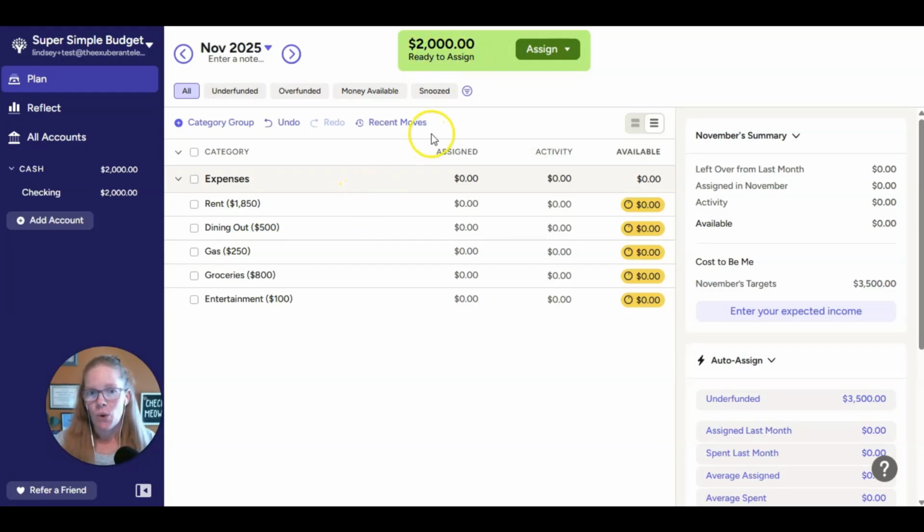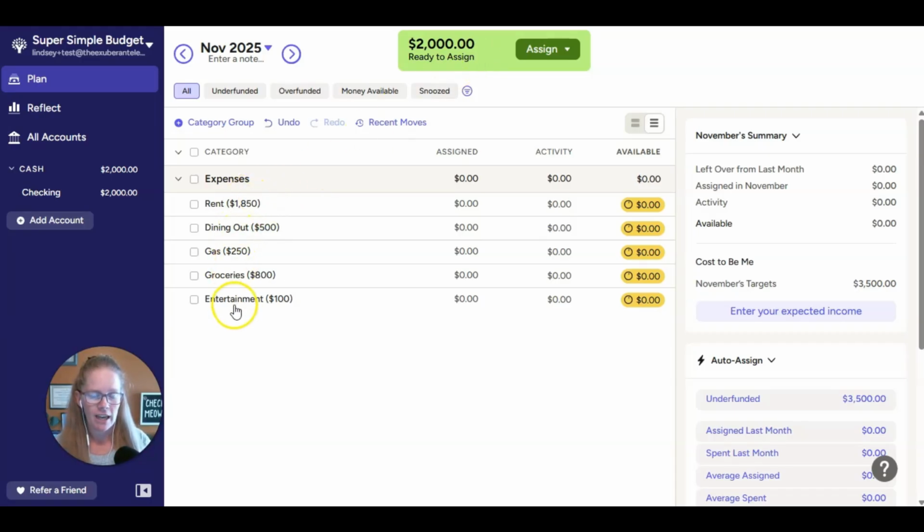So it doesn't matter if you have $200 or $2,000 in your checking account. You can only budget the money that's in your checking account. It doesn't matter if you're going to get paid tomorrow. If it's not in your checking account, you can't budget it. It doesn't matter if you think you're going to get a bonus next month. If it's not in your checking account, you can't budget it yet. So right now, here today, we have $2,000 to work with.